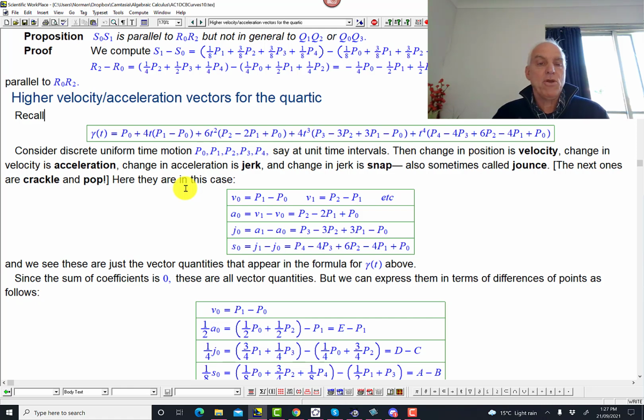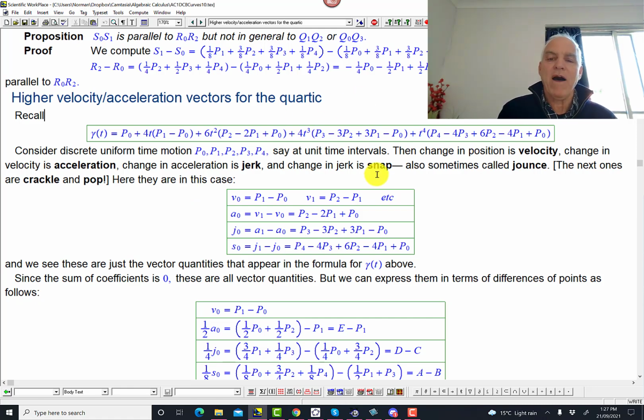Now, in physics, you keep going sometimes. So it's useful to ask, well, what about the change in acceleration? The physicists have a word for that. It's jerk. So the jerk is the change in acceleration. That's viable both in the discrete and in the analog situation. In the continuous case, the rate of change of acceleration is jerk. And what about the rate of change of jerk? Well, that's sometimes called snap, but also sometimes the term jounce is used.